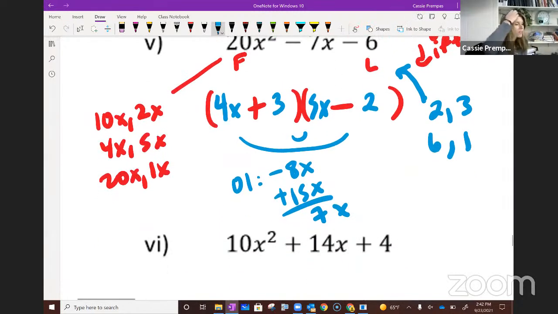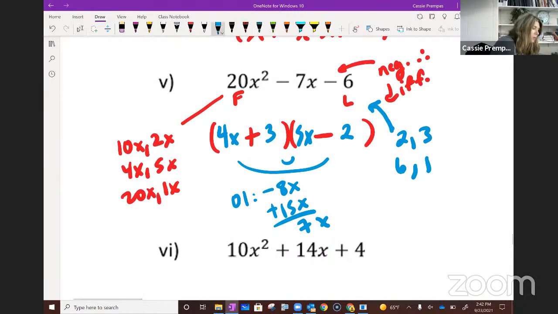Tip number 1, if it's just the opposite of what you wanted, what do you do? Switch the signs. Good. So this is going to be a minus. That's going to be a positive. And that's positive 8x minus 15x now, which creates the negative 7x. Check. And I box it.